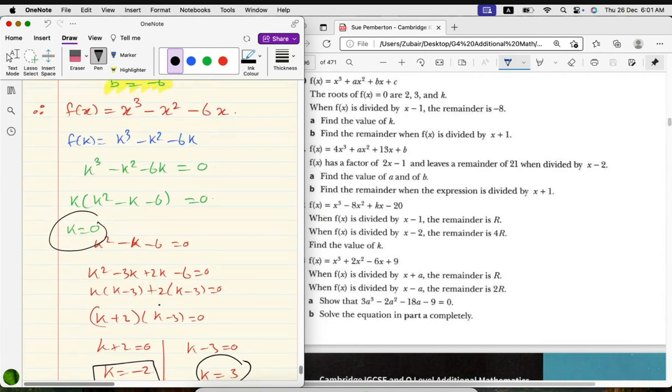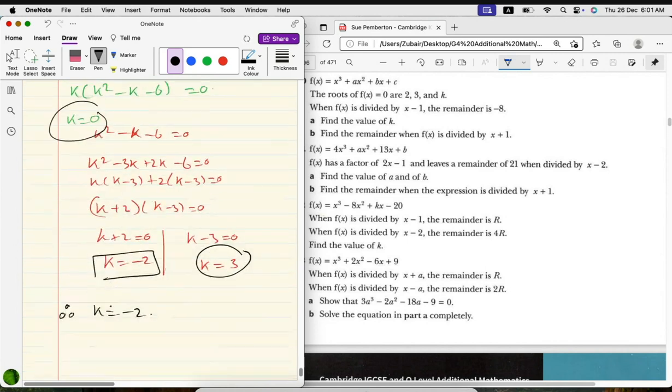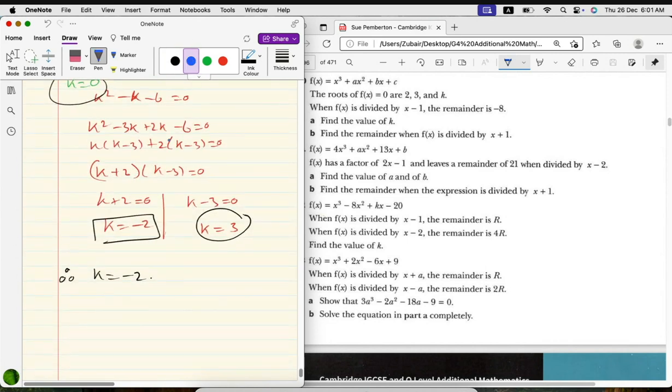If I had substituted k first, let those all be equal to x, we would have got x equals 0, x equals minus 2, and x equals 3, in which this is new. K equals minus 2.